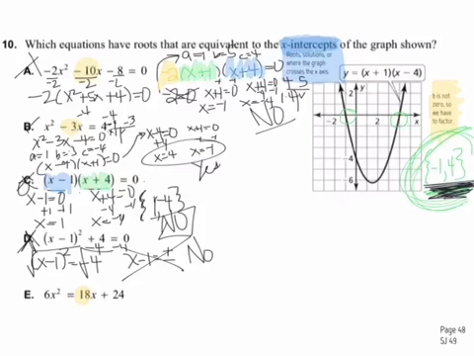I need to make it equal 0, so I'm going to subtract 18x and subtract 24. 6x squared minus 18x minus 24 equals 0. I'm going to take out the greatest common factor of 6.